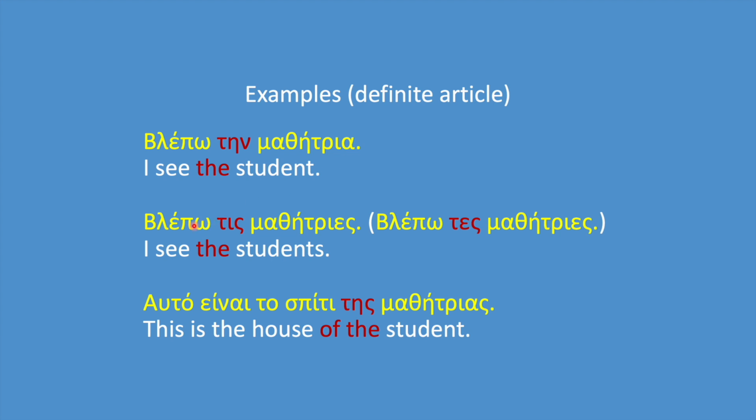The same with this example in the plural. Βλέπω τις μαθήτριες. I see the students. You may also see or hear this form. Βλέπω τες μαθήτριες. Αυτό είναι το σπίτι της μαθήτριας. This is the house of the student. This sentence shows possession, so we use the genitive case, της μαθήτριας.